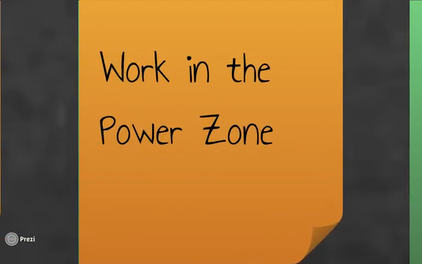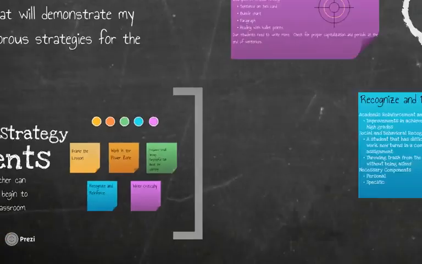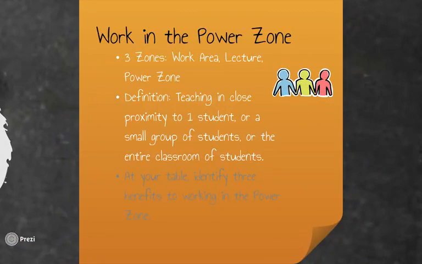So the next piece of the Fundamental 5 is working in the power zone. There's 3 zones when we talk about the Fundamental 5 and the power zone, and that's the work area, the lecture zone, and the power zone. The work area is at the teacher desk, and it's usually used to take attendance. Teachers are there to grade papers, to work on various activities, but very little learning is taking place when you're in the work area. And so, what we'd like to see is less than 10% of the time that we're in the work area. Lecture zone is in the front of the room.